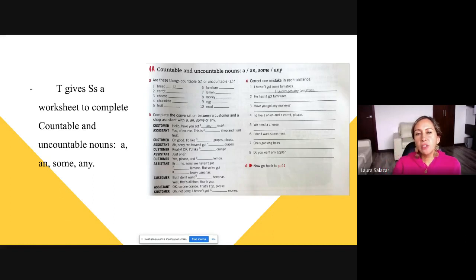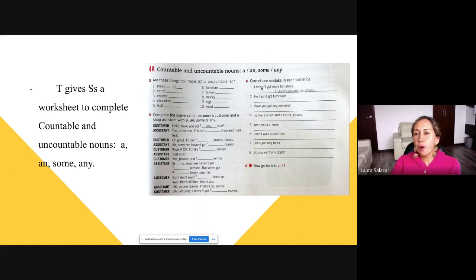So for the first part, are these things countable or uncountable? So they are going to use a C for countable nouns or a U for uncountable nouns. For the second part, complete the conversation between a customer and a shop assistant with a, an, some, or any. In the gaps, they need to put the correct word that goes there.